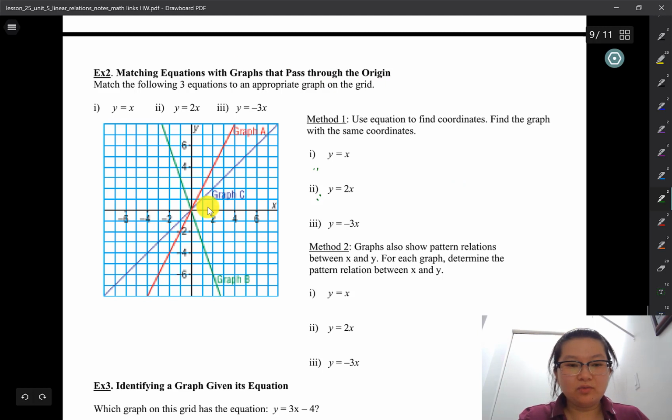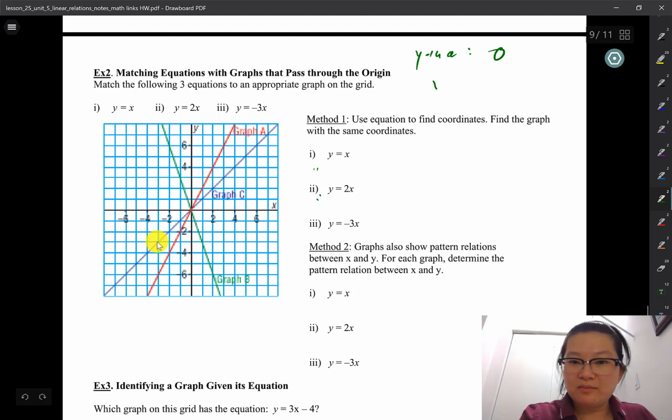Okay, so in this one, we have all these graphs that intersect the origin, and we know when something intersects the origin, the y-intercept is 0. Meaning, in our y equals mx plus b equation, we don't have the plus b because there's no intercept. We just have y is equal to mx.